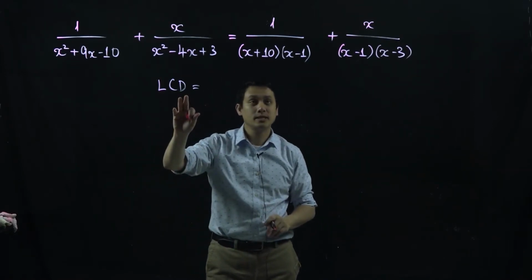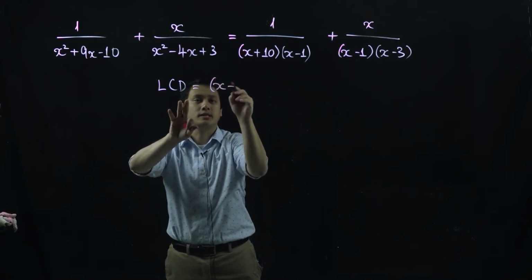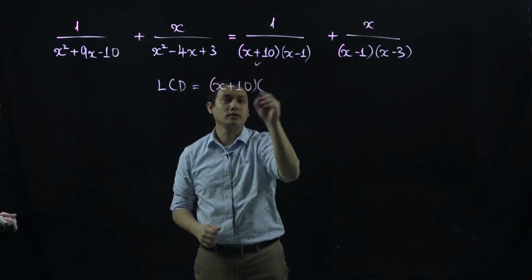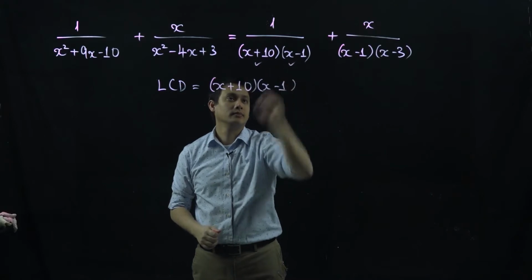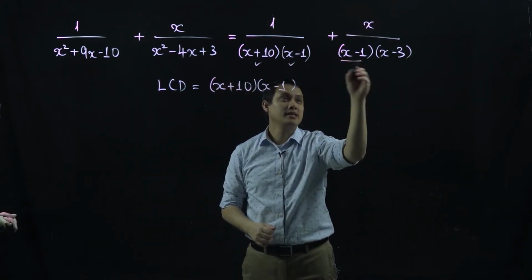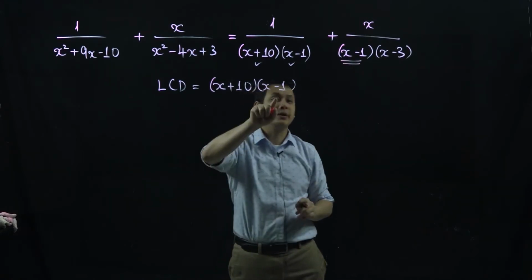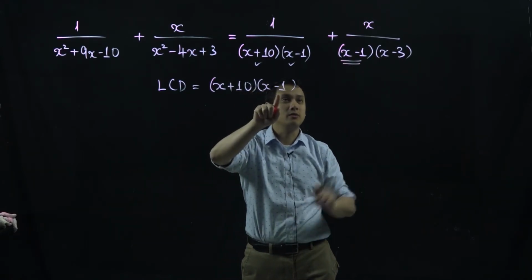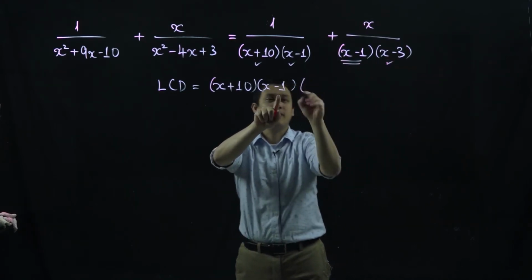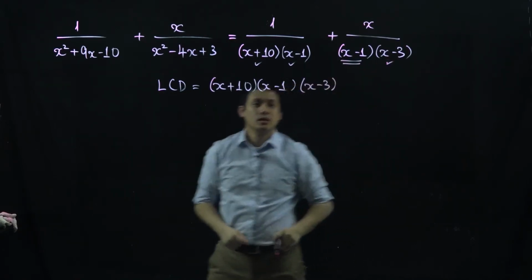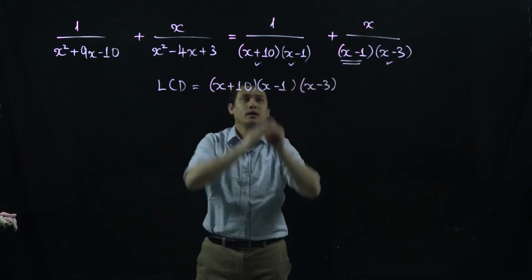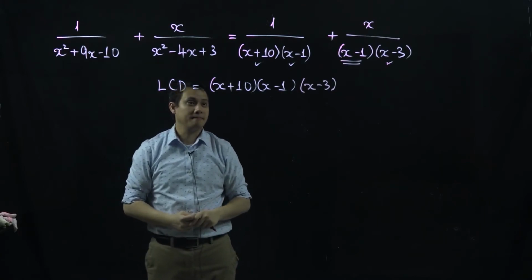So in the least common denominator, I have x plus 10. That's 1. I have x minus 1. And here for the second denominator, this is a repeat factor. Right? You already included it in there. So we don't have to count this factor, but we need to count x minus 3. So this is the least common denominator that you need for adding the two fractions together.